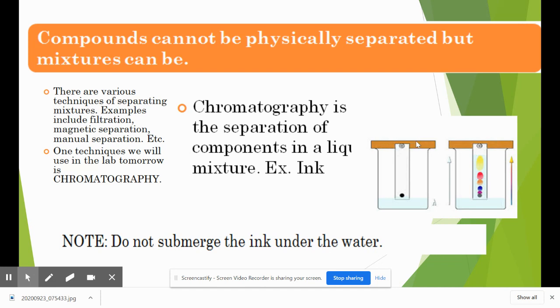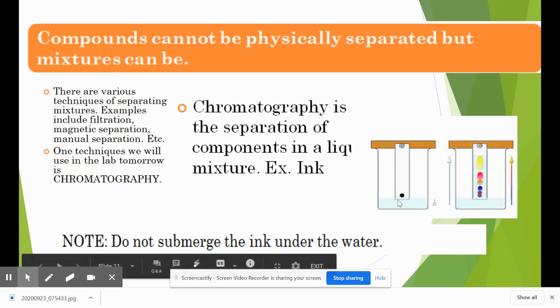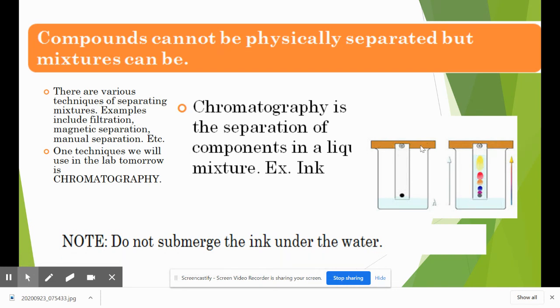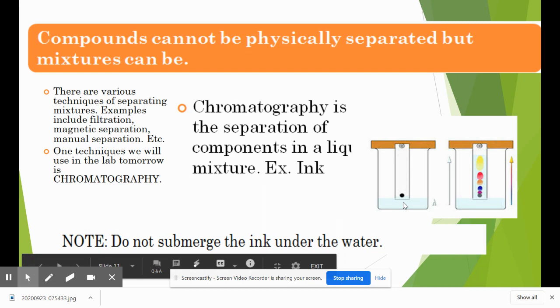We only cover the container if it's a strong solvent. This one was covered, so we will assume this is not just water. This could be an alcohol. So we only cover the container if it's a strong solvent. However, if it's just plain water, there's no need for a cover. Pay attention also to where the dot is. The dot is above the water because if it's under the water, it will just be washed off. So it needs to be above the water.